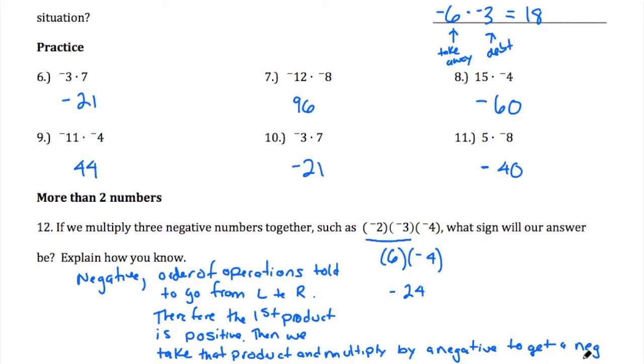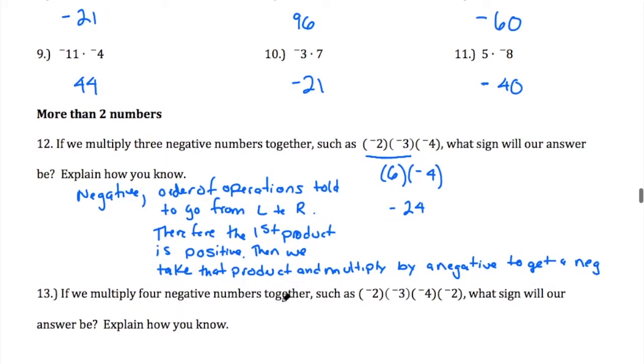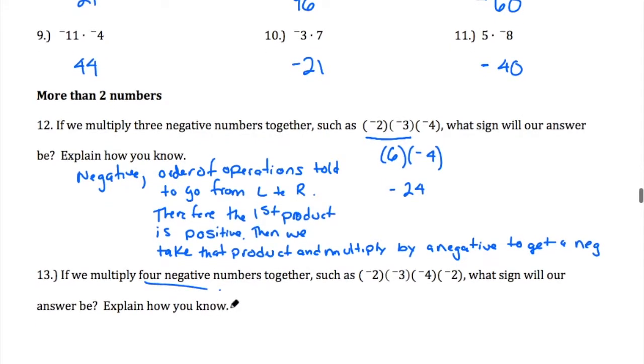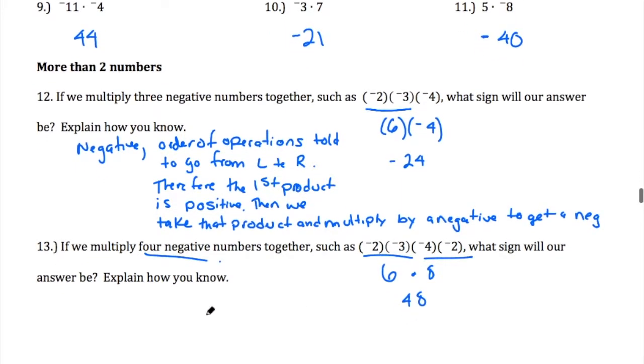Okay, make sense? All right, let's try it when we have 4 negative numbers. So we can really multiply in any order. We can go left to right if we want. I'm going to go ahead and do them kind of in pairs here. I'm going to take these 2, multiply those 2 together, positive 6. These 2, multiply them together, get positive 8. And now we've got 6 times 8 is 48. So we get a positive this time when we have 4.